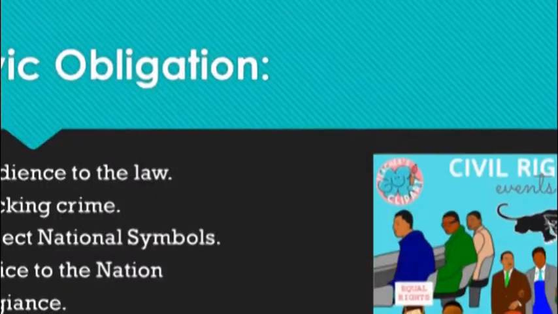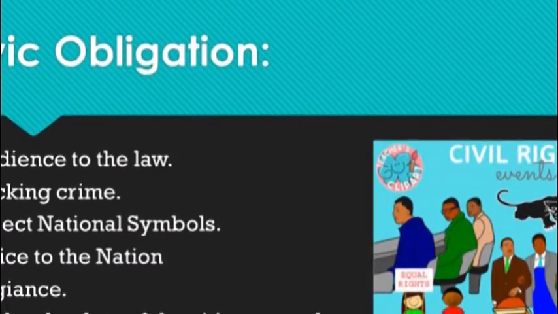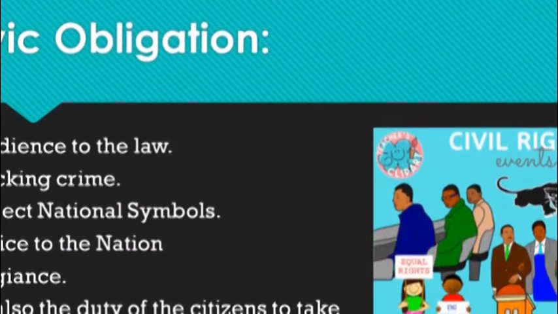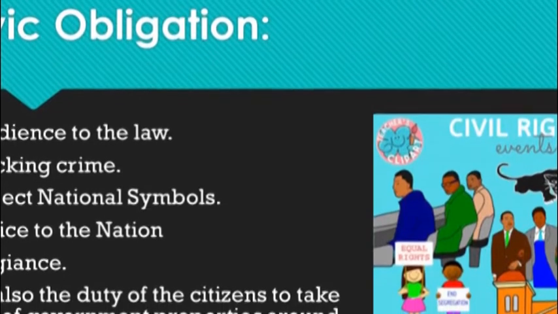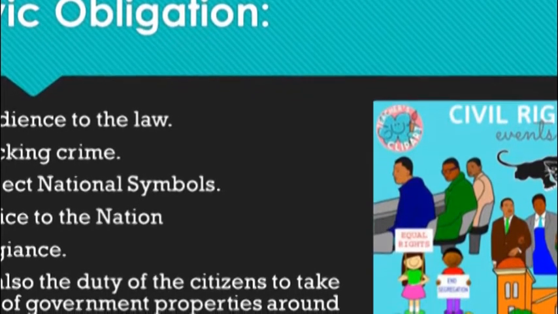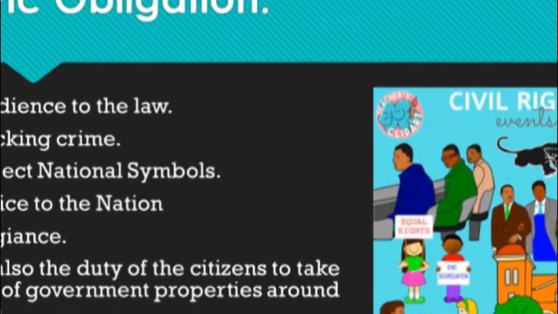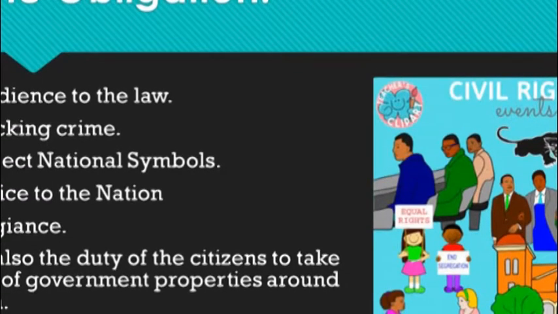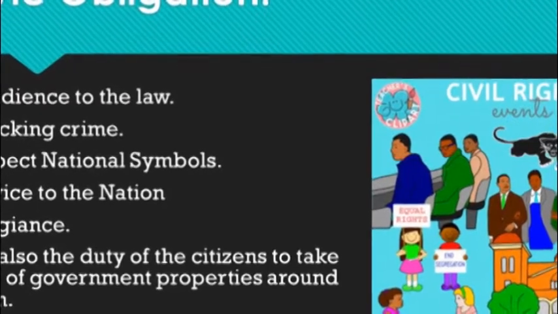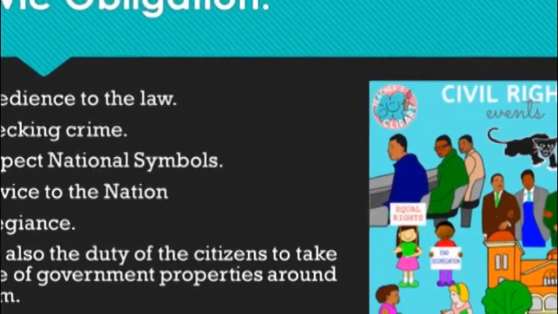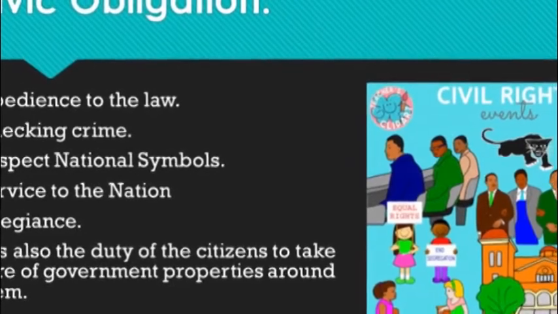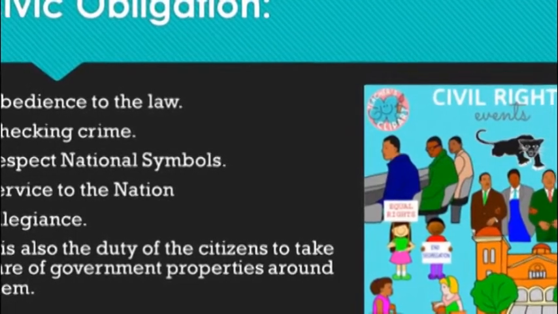We also have what is called civic obligation. Obedience to the law. You understand that this is the law made. You must observe that law. You must obey the law. For example, in your classroom, when a law is made in the classroom, a class is ongoing, ensure there is no noise. You must keep to it. You must ensure that you are not making noise. You must ensure you are not disturbing. When you are doing this, you are keeping to what is called civic responsibility.